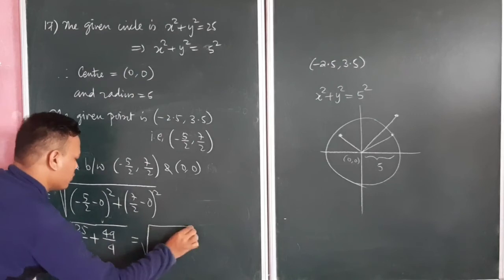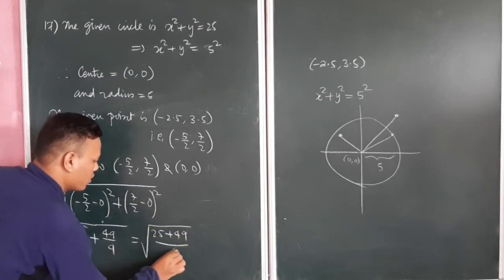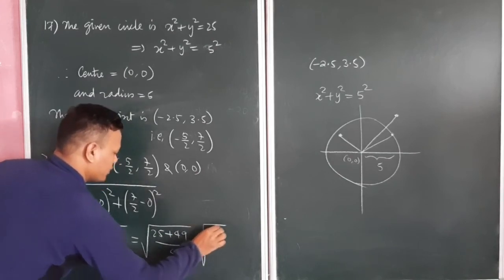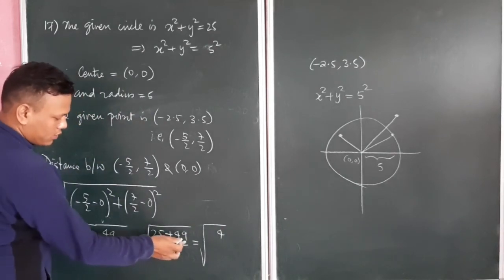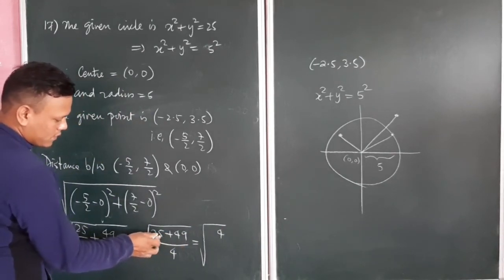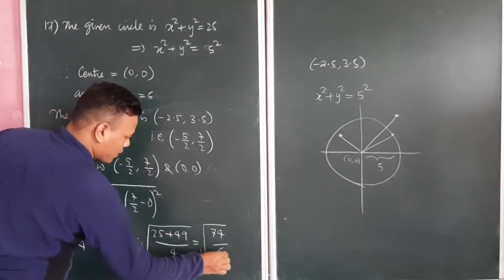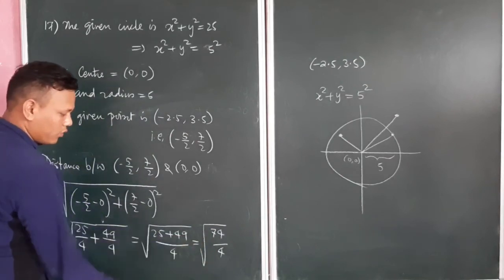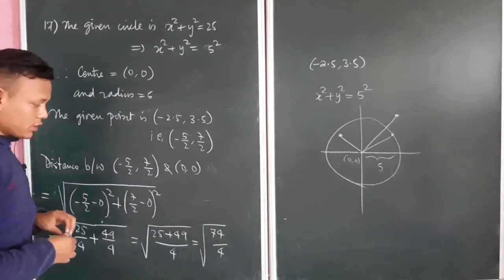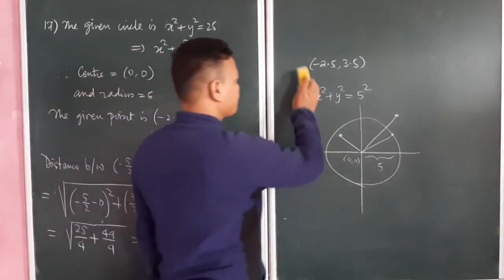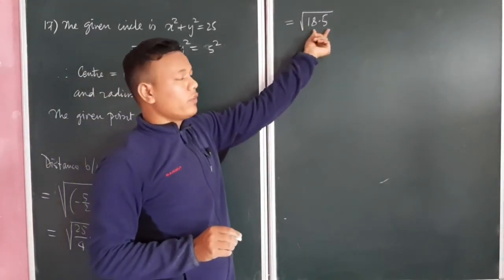Let's evaluate this. So this is 25 plus 49 by 4. Okay, so let's add them. So this is 74 by 4. We see that this is equal to 74 by 4, isn't it? Now let's see what is the value of this. When you evaluate this, this turns out to be the square root of 18.5.